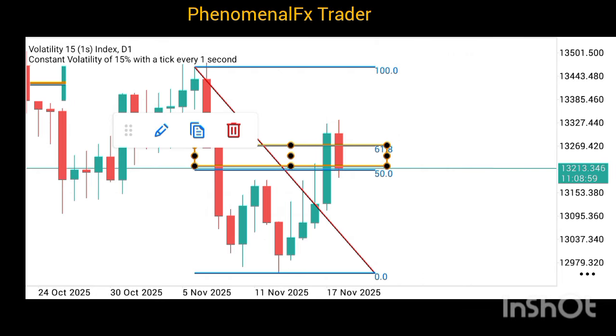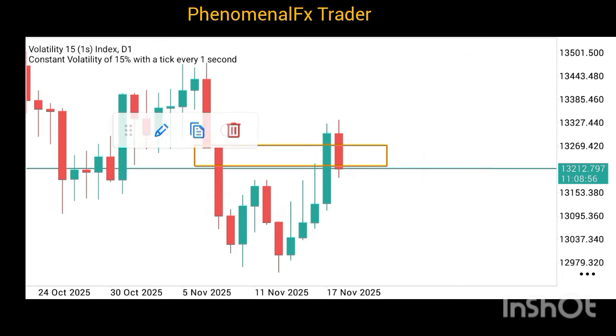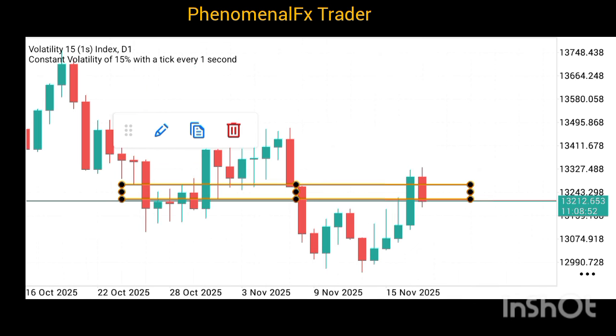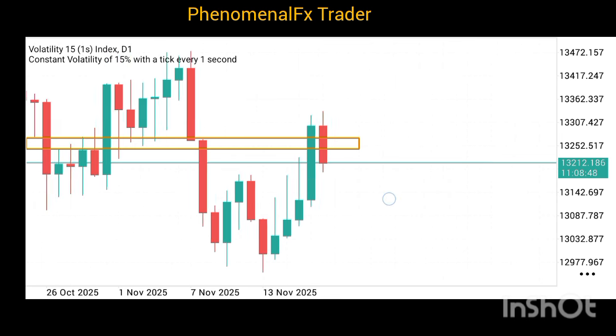This is the golden zone, and then if we take out this fib tool and extend this, you can see it is just around where the market can possibly spike on this daily time frame. All right, but the market went beyond it.